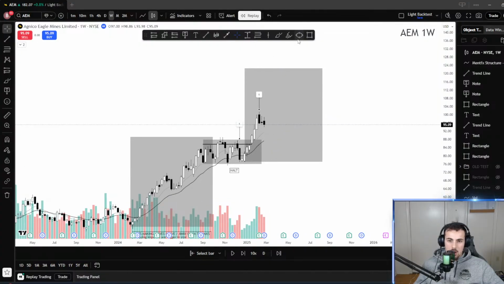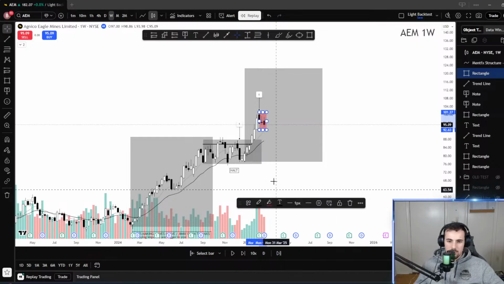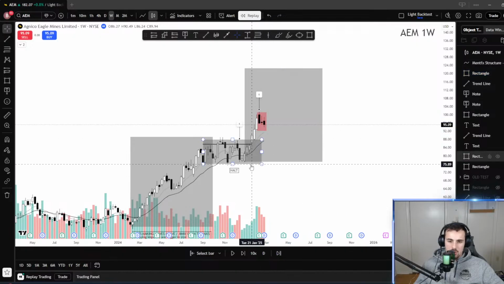And remember, we are expecting this selling here, which I'll highlight in red, to be shorter than the buying that came in. So what I'm going to do is drop down to my daily time frame.